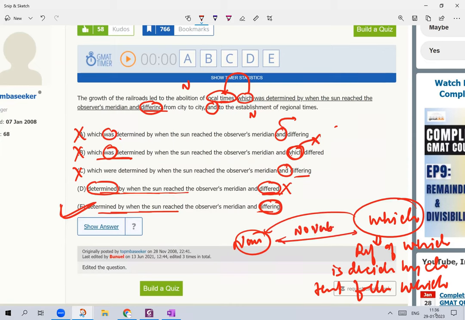Okay. So this which is going back to what? It is local time that was determined. It is local time that is differing, right? So which differed, yeah, so which should also go back to local time. But when which is going back to local time, "was determined" is a verb over here. So the reference of this which is a problem. Which was determined is a verb over here, and differing is not a verb, so this is not parallel. And it looks for hardcore parallelism.